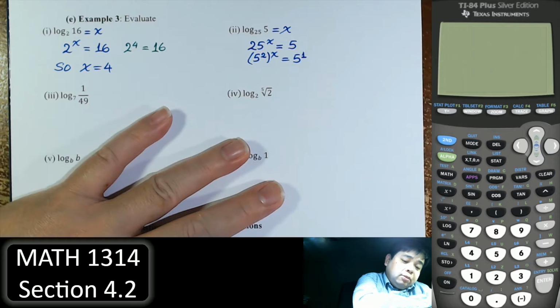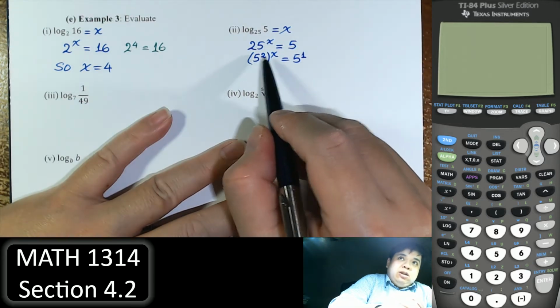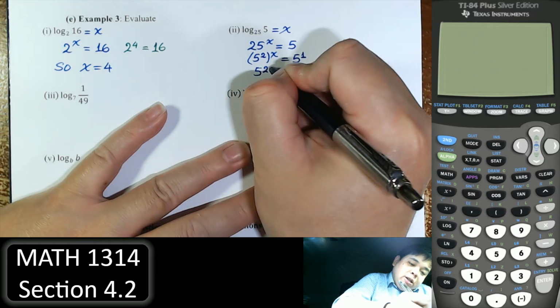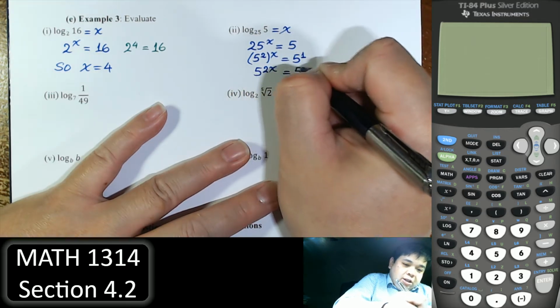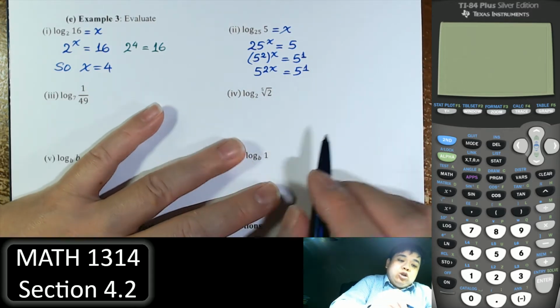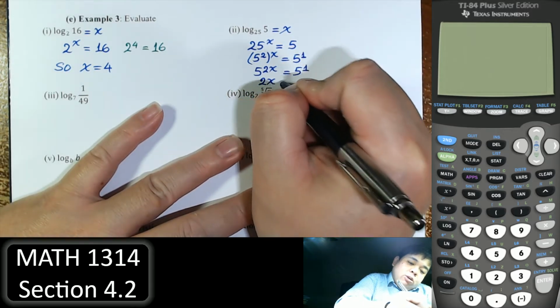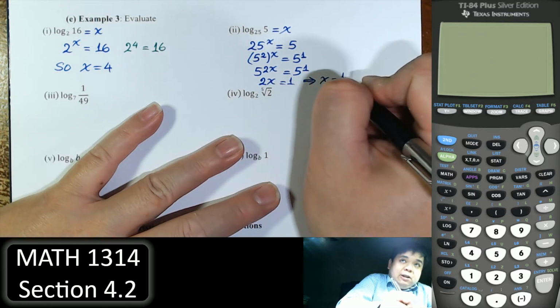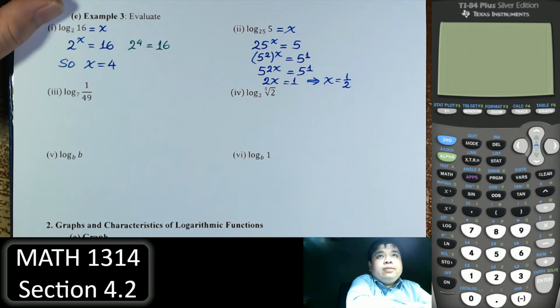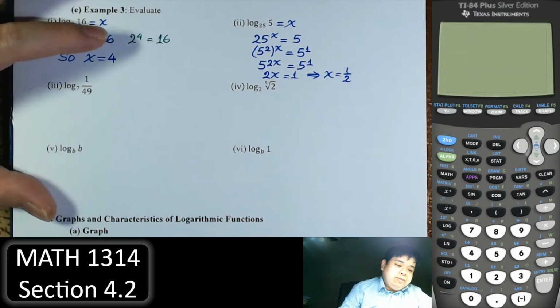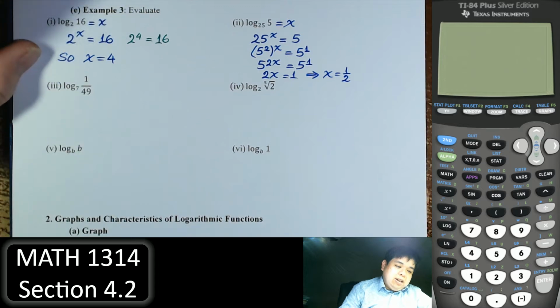Now, power to another power, so we just multiply the exponents together. 5 to the 2x is equal to 5 to the first. Now, both of them have the base of 5, so the exponents should be equal. I have 2x equal to 1, so x is equal to 1/2. So 25 to the 1/2 power is equal to 5. Alright, next.